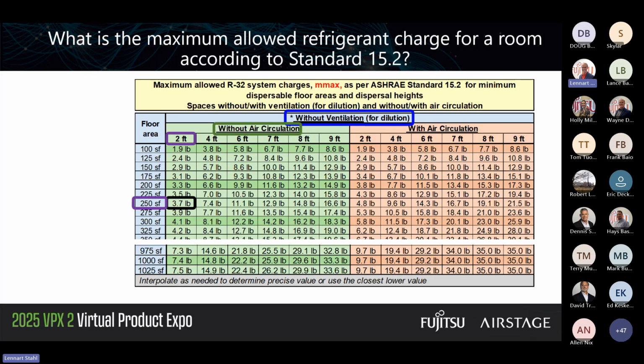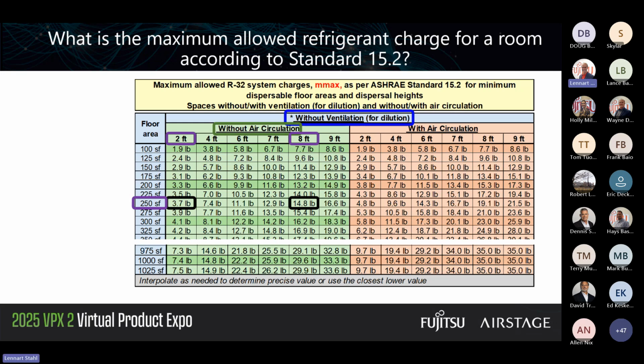The room is probably not 2 feet, that's kind of low, but it would be the dispersal height. Then you can have 3.7 pounds in that room. That is allowed. That's the M max according to ASHRAE 15.2. But 8 foot might be more reasonable. Again, 250. Then I go out a little further. I can have 14.8 pounds. That's more than typical mini split systems. So that's 8 foot without air circulation, without ventilation.